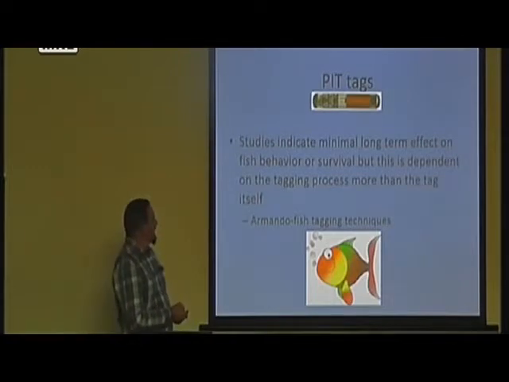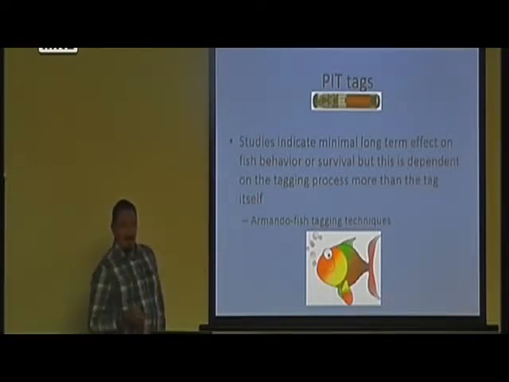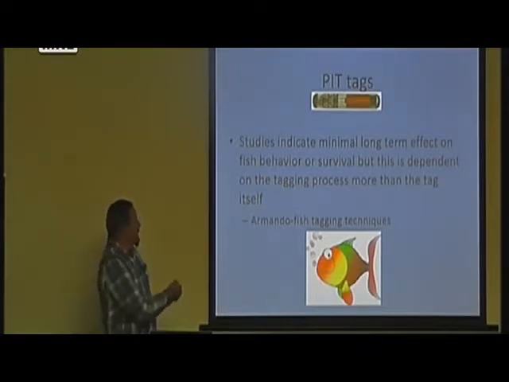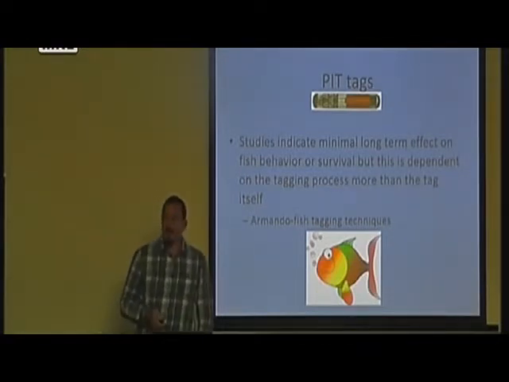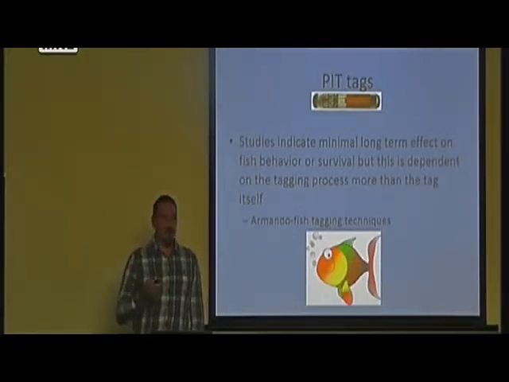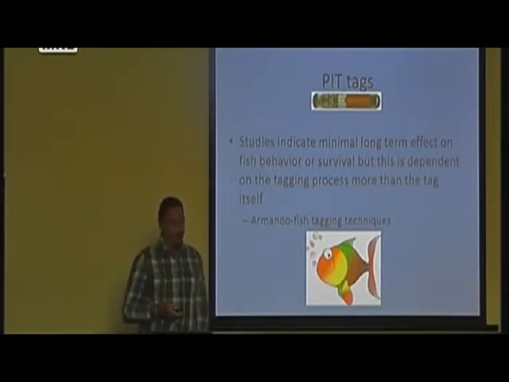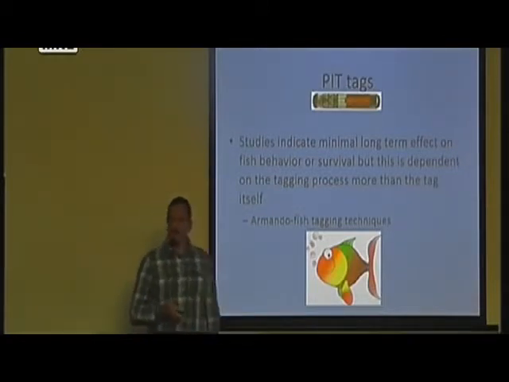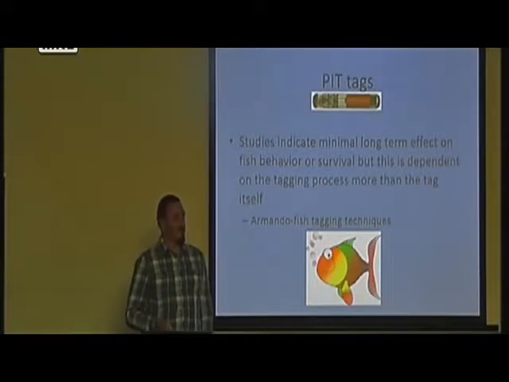The effect does come from, and hopefully we'll get to Armando showing us some fish tagging techniques, the biggest issue with the tagging, which is initially doing the tag. The tag itself is not really going to do anything, but if you mess up how the tagging is done, that's where your decrease in survival comes. You can kill the fish or injure it and change its behavior pretty substantially.